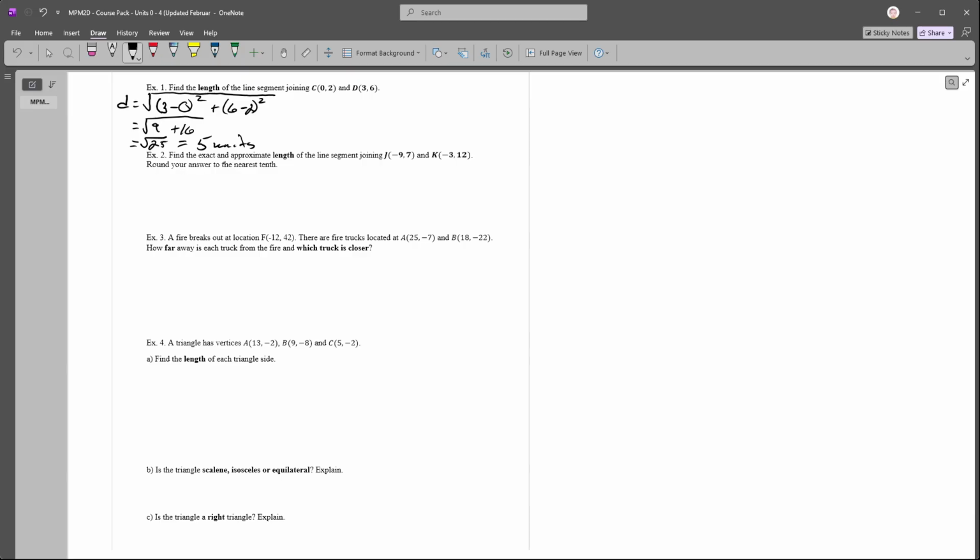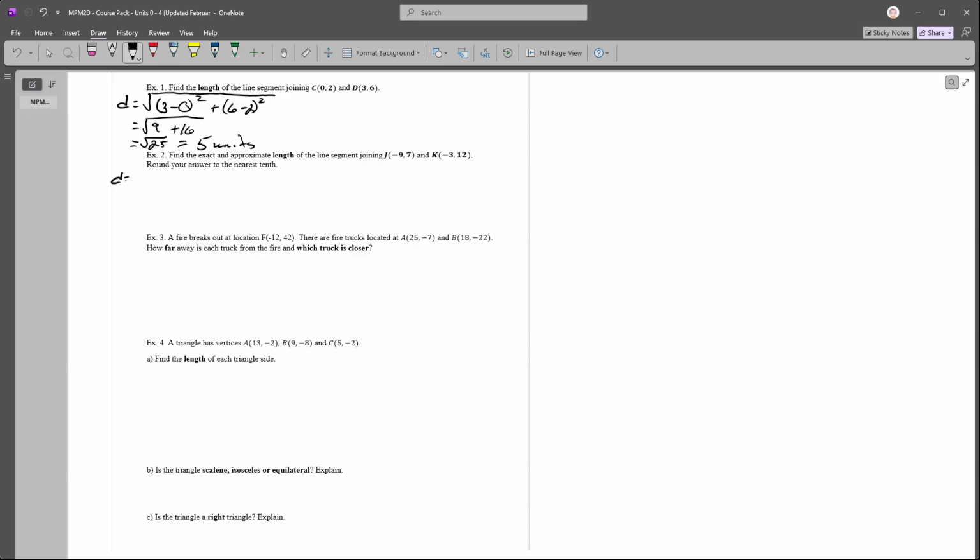Find the exact and approximate length of a line segment joining J to K and round your answer to the nearest tenth. I'll explain what they mean by exact and approximate in just one second. Let's do the work first. So if we have JK, we're going to follow the same formula.